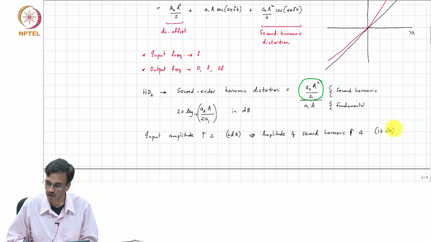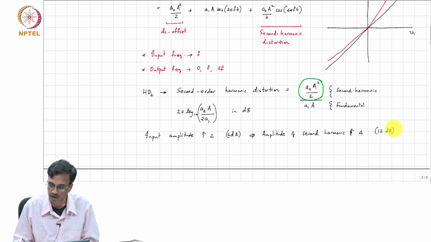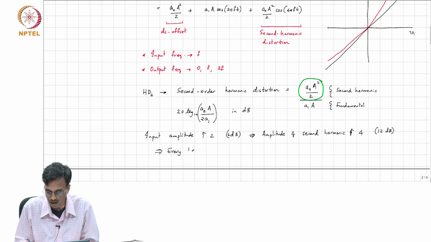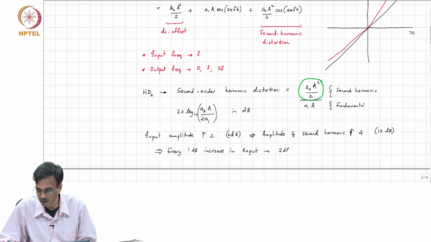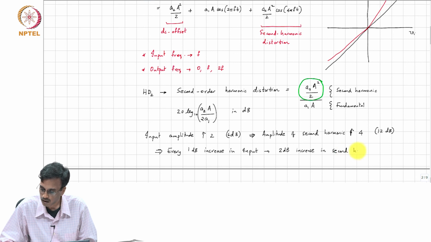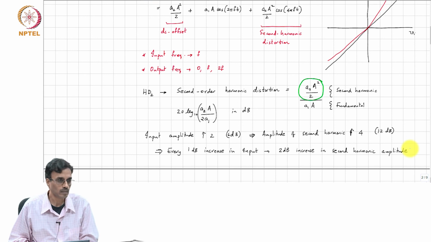So, in other words, in general, for every 1 dB increase in input leads to 2 dB increase in second harmonic amplitude. Okay.